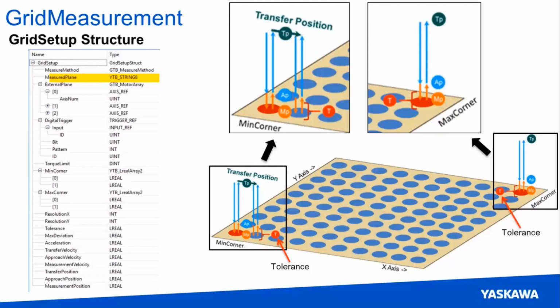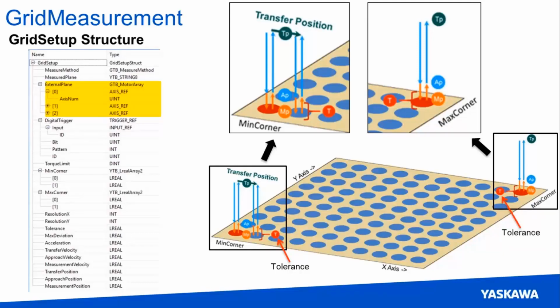The input to that measured plane is just a string. So typically it'd be just your apostrophe Z apostrophe semicolon. Easy as that. Your external plane, that is the axis ref number of your real Z-axis. Grid setup needs to know the real Z-axis ref so that it can read the torque of it.